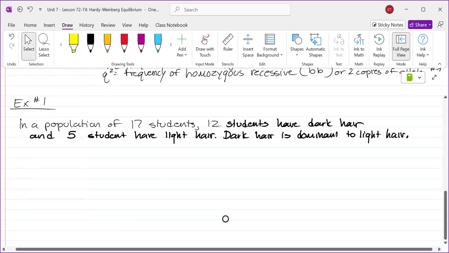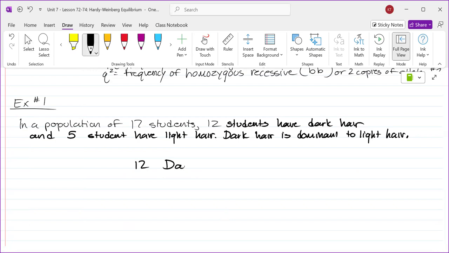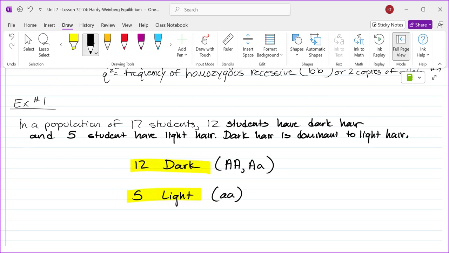Of these total of 17 students, I have 12 that have dark hair and I have 5 that have light hair. Can you tell me what are the possible genotypes of students that have the dark hair? Sophia, could you tell me, like yourself, you have dark hair. Can you tell me a potential genotype for these students who have the dark hair? They could be homozygous dominant, sure. Anything else? They could be heterozygous. Okay. Ivory, can you tell me a potential genotype or genotypes for students that have the light colored hair? Are there any other possibilities? There are not. Very good.